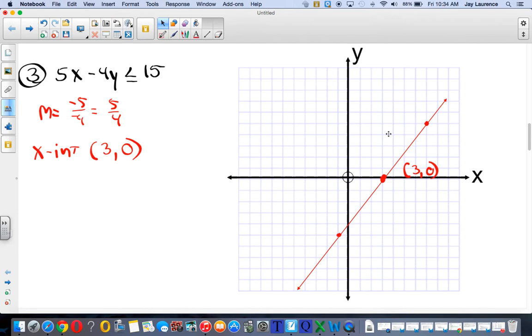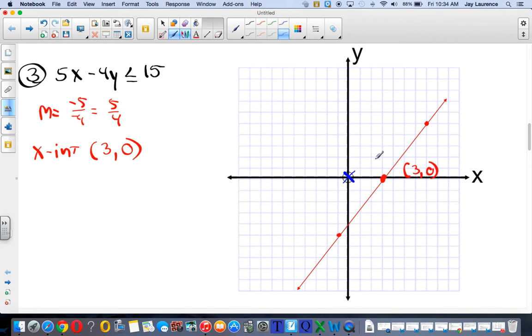Now, all those points make the inequality true. I need a test point because there's going to be other points that aren't on the line that make it true. I love to use 0, 0. When's the only time you can't use 0, 0 as a test point? What's that? Did you say it, John? When the line goes through the origin, you have to pick a different point.